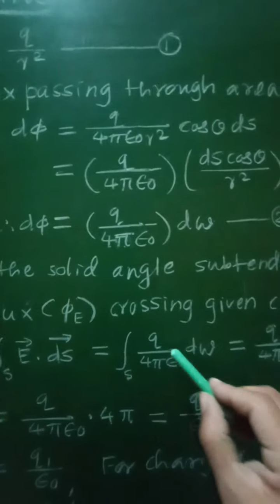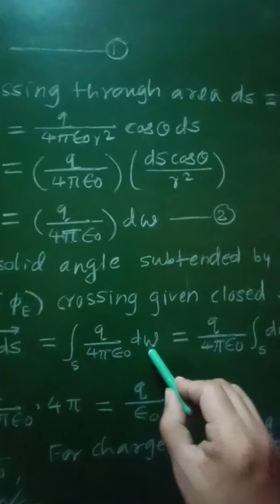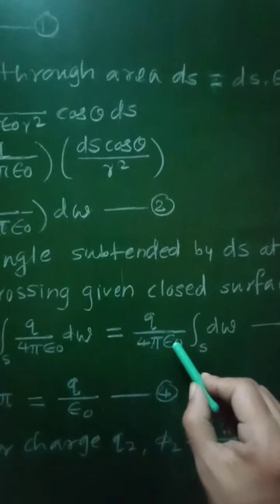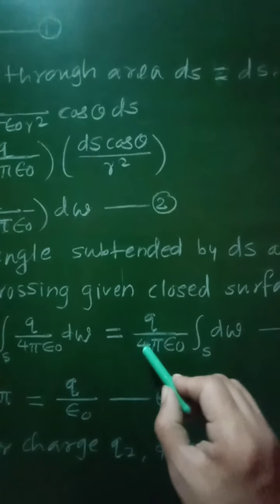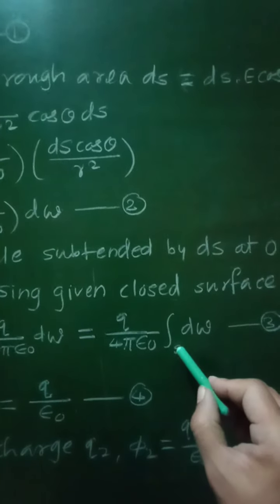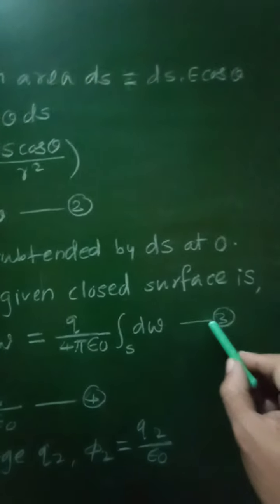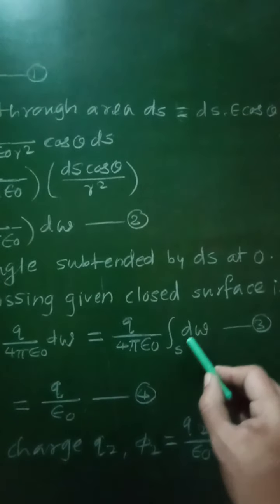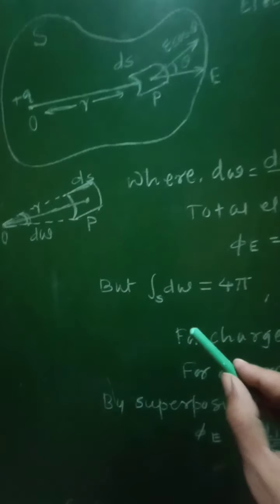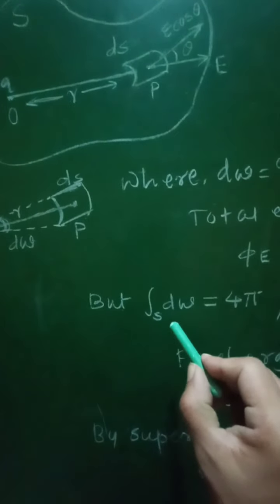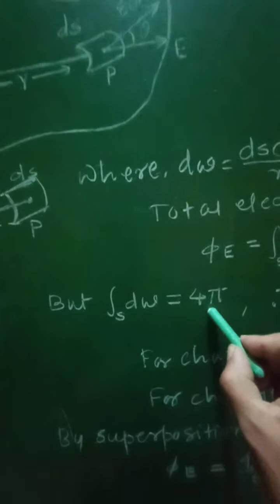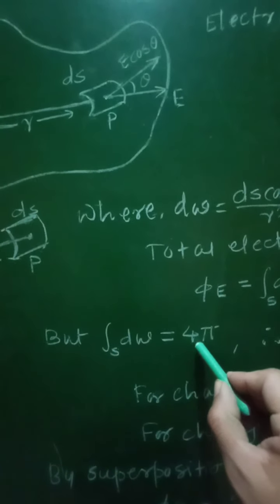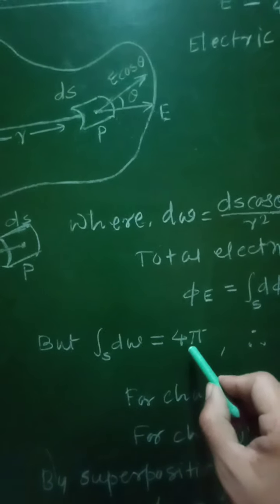From this relation it is Q upon 4 pi epsilon 0 d omega. Now Q upon 4 pi epsilon 0 is constant, therefore it will be taken out of integration, and then we can write Q upon 4 pi epsilon 0 integration over S d omega, equation number 3. But if you consider this integration over closed surface S d omega, its value comes out to be 4 pi. This will be the solid angle subtended at the center of a sphere in 3 dimension, and that's why it will be equal to 4 pi.